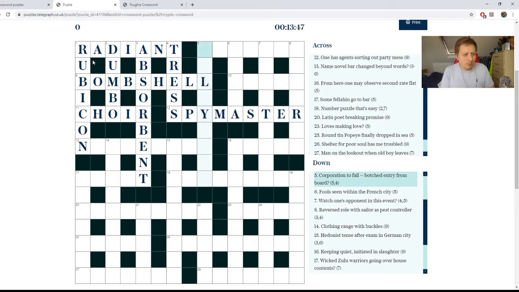5 down. Corporation to fail. Botched entry from board. Corporation to fail. Botched entry from board. It's 2 words. 5-4. Why did she have eyes sewn in her dress? Do we know that? Was it so that she appeared powerful, or what was the symbolism there?